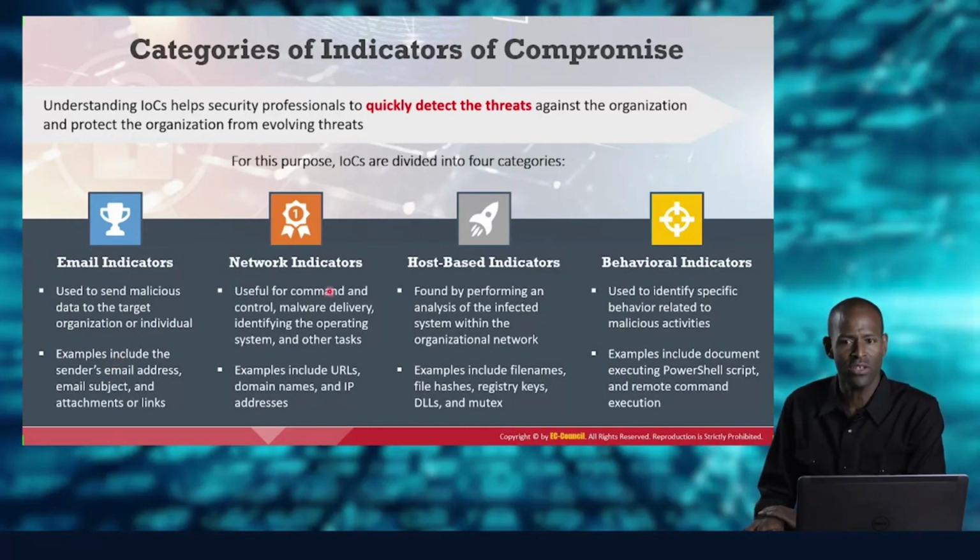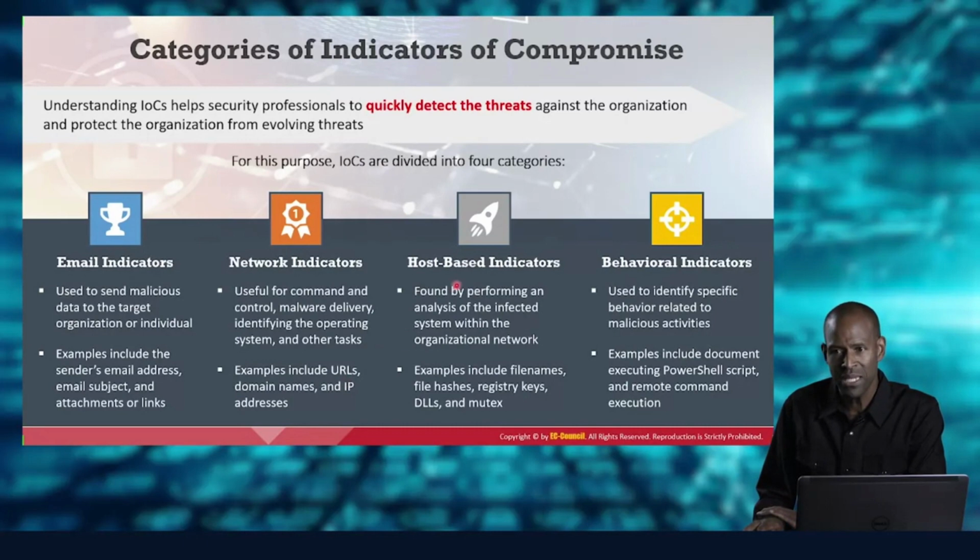Same with network identifiers. For instance, I see that someone's using a command and control server. There's malware that's being delivered, looking at the operating system, the task. Like for instance, I can find URLs. I can find domain names and IP addresses that might be used as part of an attack. Again, how useful is this? I can take that information, feed it into my endpoint protection, feed it into my intrusion detection and prevention systems, and have those network URLs, domain names, and IP addresses blocked and stop the attack. So IOCs are useful with helping with defending the network.